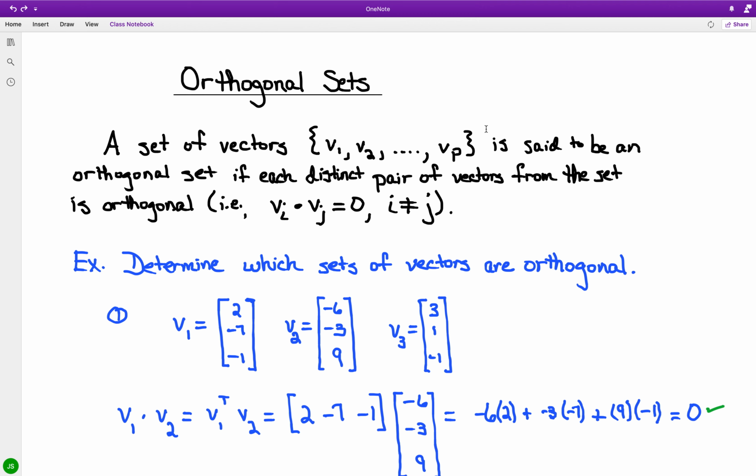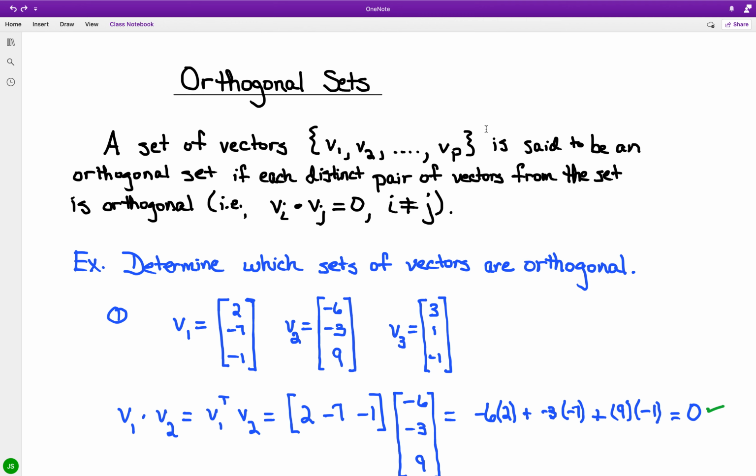Okay, moving along. We have what will be regarded as orthogonal sets, and by definition, a set of vectors ranging from v of 1 to v of p is said to be an orthogonal set if each distinct pair of vectors from the set is orthogonal. That is, you can take any distinct pair, and if you take the dot product, the result will end up as 0.